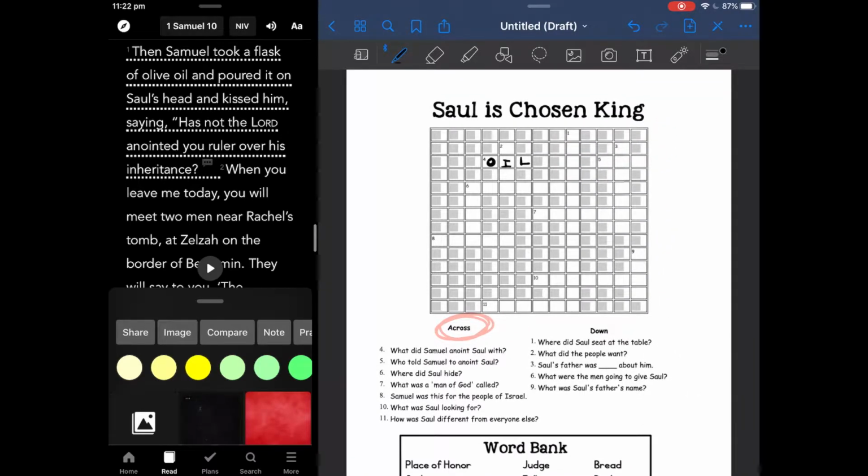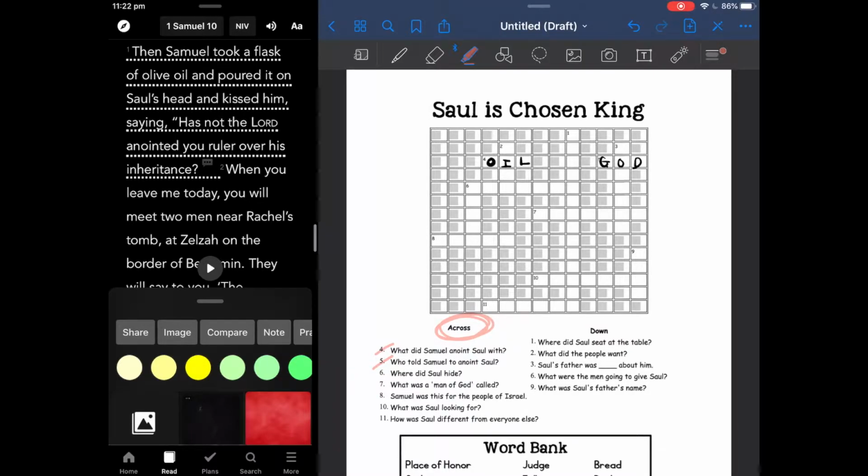Alright. Question 5. I'm going to cross this out. Okay, good. Question 5. Who told Samuel to anoint Saul? The first verse actually gives us a hint who told Samuel to anoint Saul. Who was it, guys? That's right, it was God. I'm going to write God here first. So God told Samuel to anoint Saul. God told Samuel that Saul will be the king.